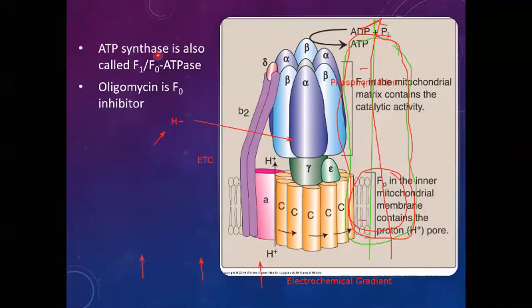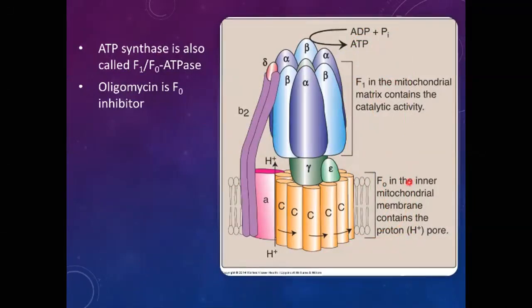Now, if we want to describe complex number 5, as I mentioned before, it consists of this F0 domain, which is part of the membrane, and this is the F1 domain. They are connected together by the gamma subunit, epsilon subunit, as well as B2 and delta subunits. All of these are holding the system together. And here we have the channel of the hydrogen ions that are going through from the intermembrane space to the matrix. And while the hydrogen ions are moving, it looks like water that is moving a wheel.